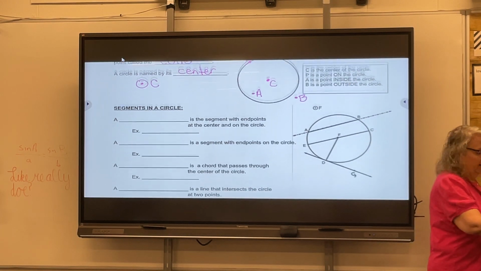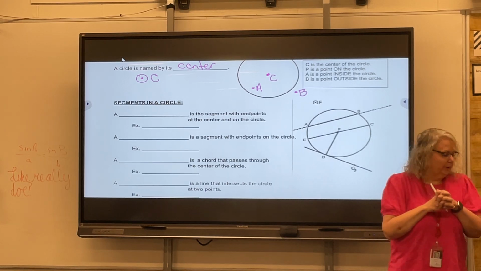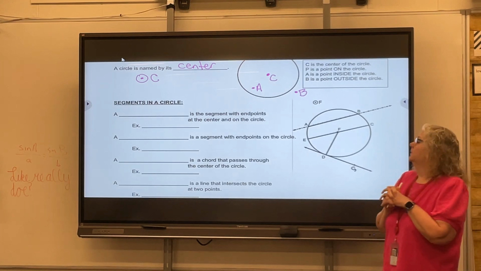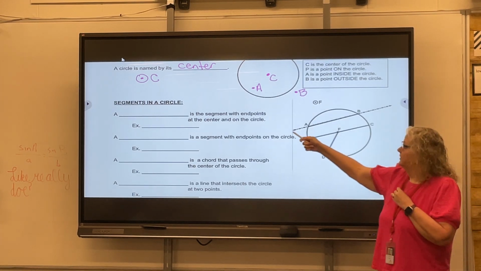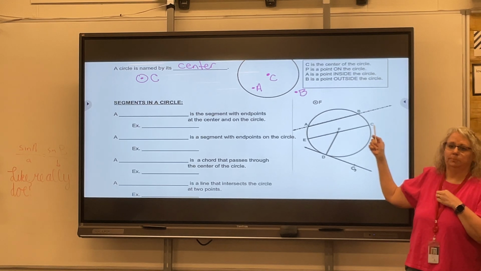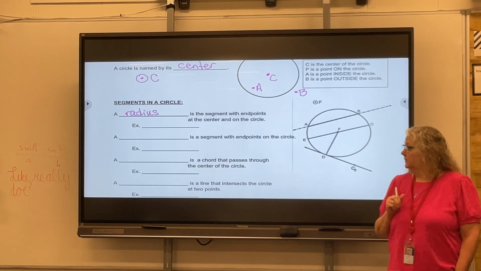Alright, there are lots of parts of a circle. Some of this you will have heard, some of it will be brand new to you. If I'm a segment that joins the center and the circle, what's that called? This one you probably know. It is the radius.